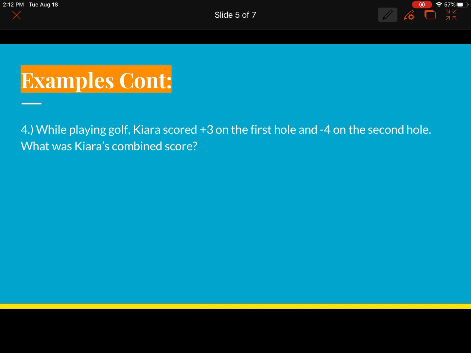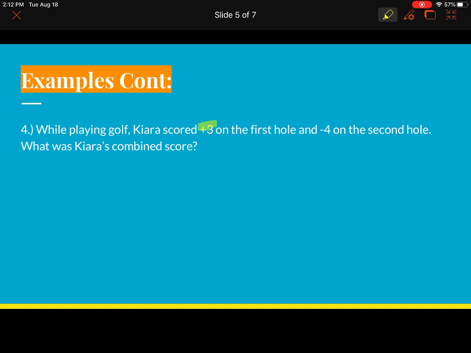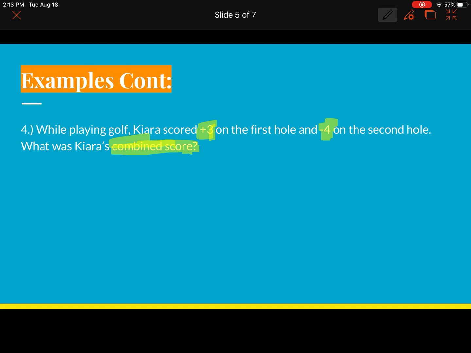Let's look at a word problem here. While playing golf, Kiara scored +3 on the first hole and -4 on the second hole. So what was Kiara's combined score? Since this is a word problem, let's go ahead and highlight what we know. So we see here a +3 and a -4. We also see a combined score. And again, combined is a little hint for us that we are going to be using a sum, or addition.